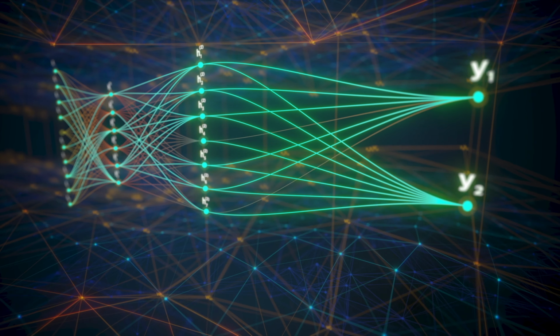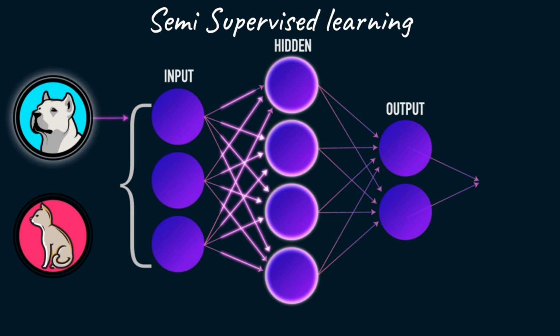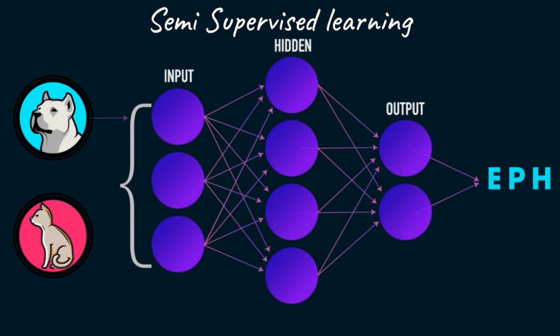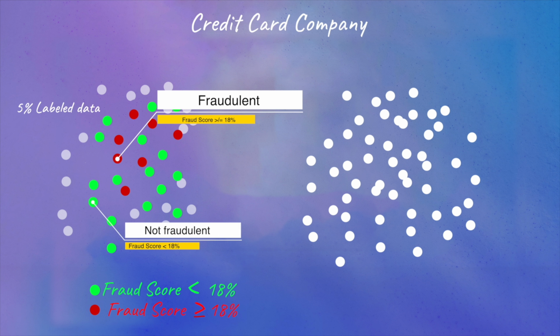One of the advantages of these neural networks is something called semi-supervised learning, where a deep learning model is trained on a small amount of labeled data and a large amount of unlabeled data can be processed. For example, a credit card company might be using deep learning models already to detect fraud. The company spends a bit of time to tag and give a fraud score to at least 5% of their transactions as fraudulent or non-fraudulent.